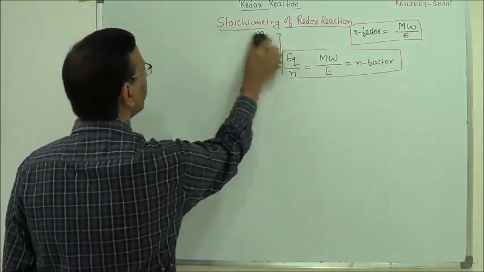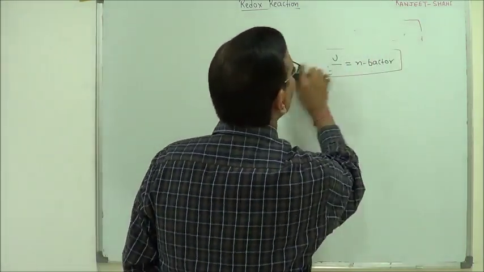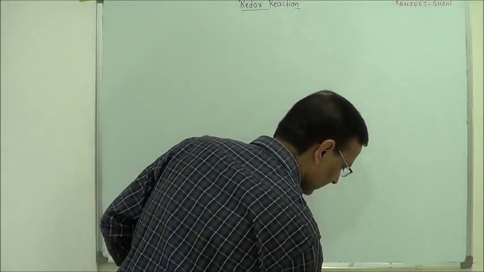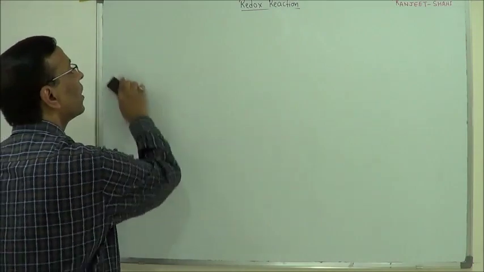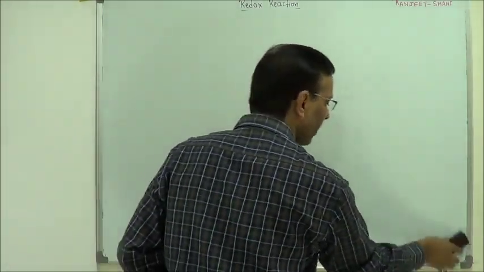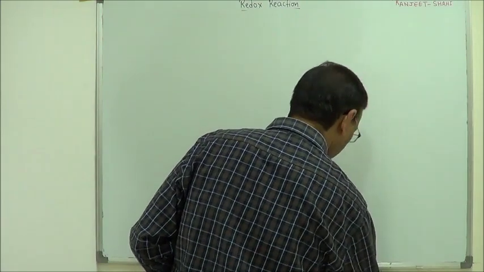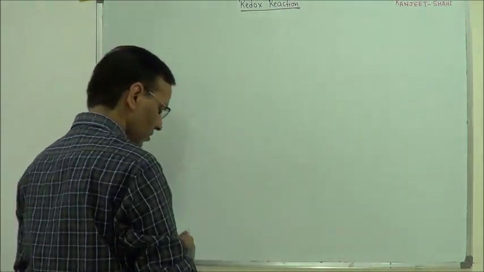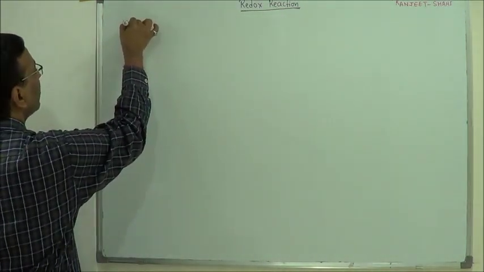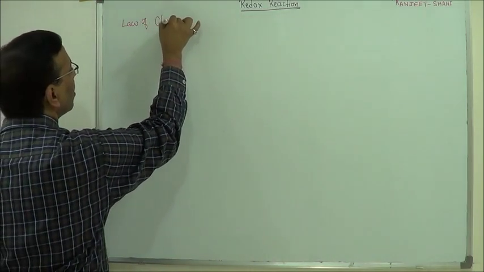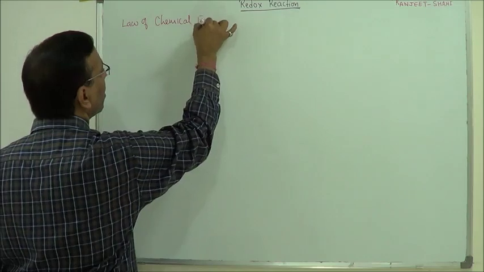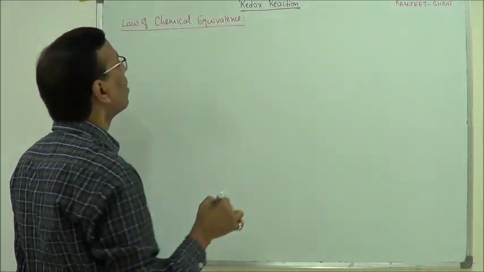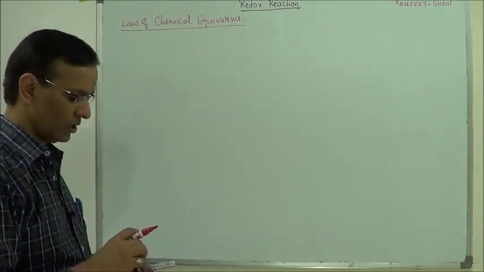The law of chemical equivalence states that in a chemical reaction, the same number of gram equivalents of all the reactants combine. So the law of chemical equivalence is going to be the principal law for solving stoichiometry of a redox reaction.